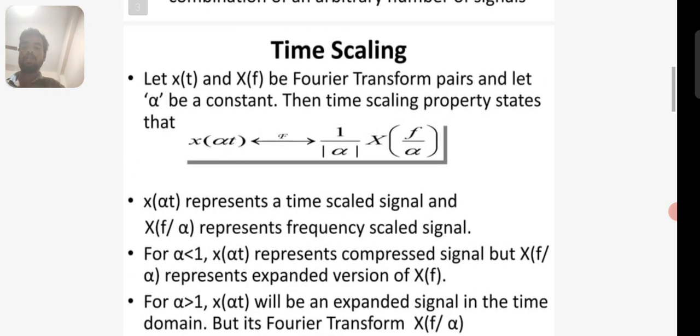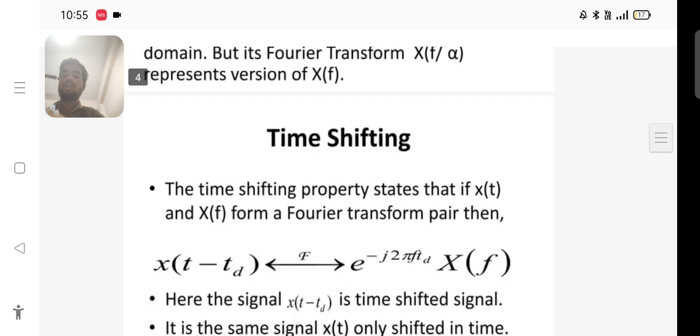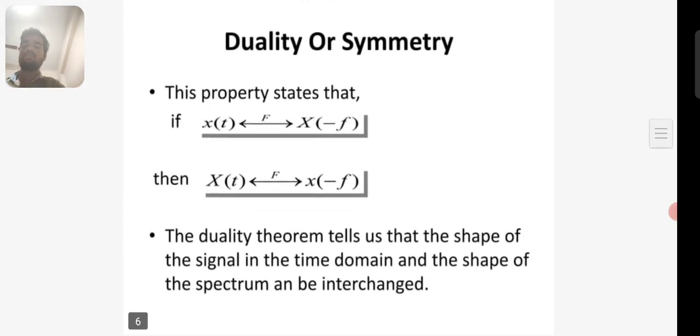And time scaling, linearity, superposition. There are 11 properties of Fourier transform.